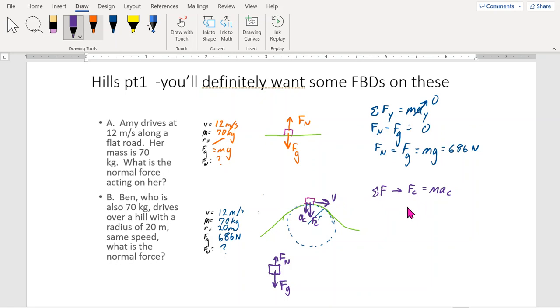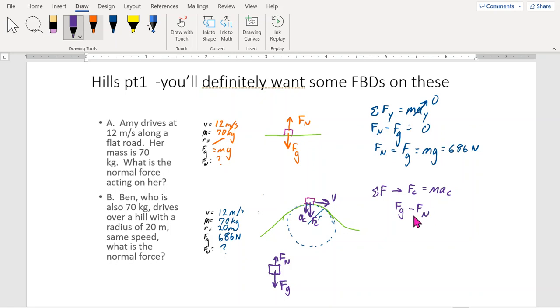When it comes to circular motion, as we mentioned, inwards is positive. So gravitational force is considered positive. The normal force is negative. This is kind of different from what we're used to. We're used to saying up is positive and down is negative. For circular motion, we're going to say inwards is positive.